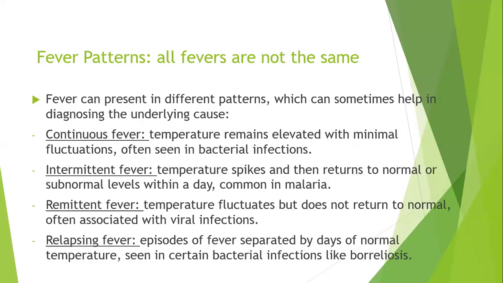A lot of times, if you look at the nurses' charts, they give you the temperature by the hour. Once you see a bacterial infection, you will see that the temperature remains consistently elevated over a period of time, and this points to bacterial infection. Sometimes we have intermittent fever, which is common in malaria-endemic regions, where there are series of temperature spikes which return to normal. Viral infections come with a temperature that fluctuates but does not return to normal at any point in time, and that will give you an indication of viral infection.